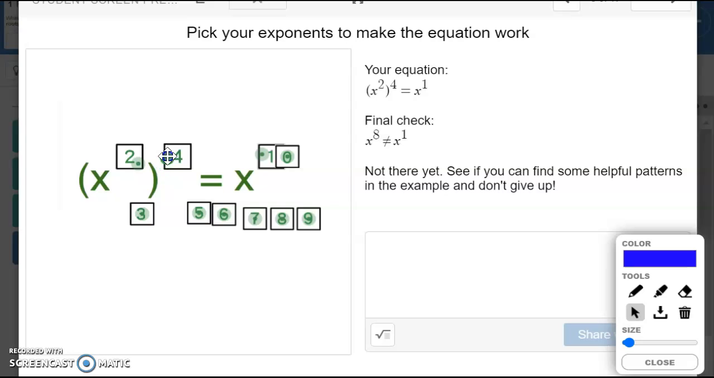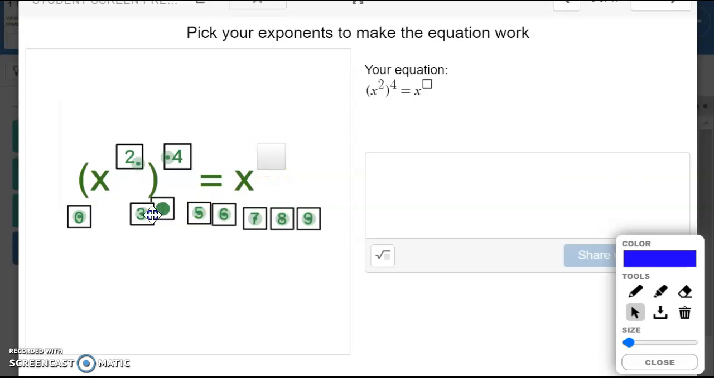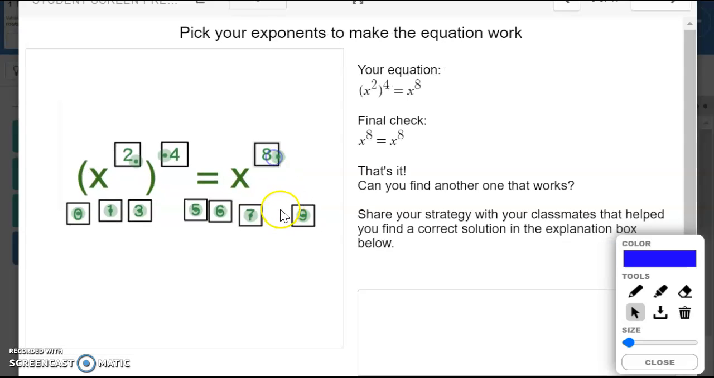But anyway, you get the idea. You're playing around with it, making sure you are getting the right combination. As long as you're multiplying, that would work. Okay, so there is another correct message.